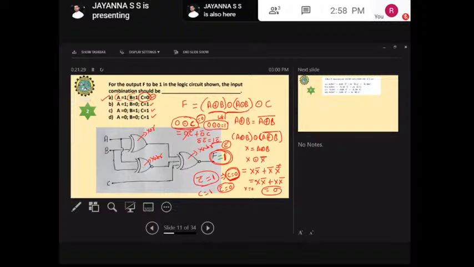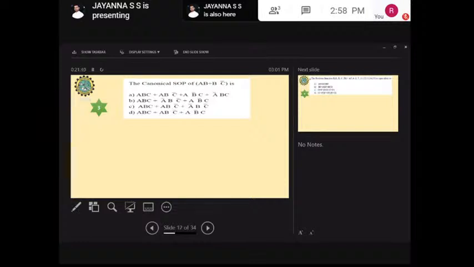This is a simple method. Try to understand this one. You can solve this one within 1 minute. I explained in detail, that's it, so it took a lot of time. Okay, fine. Let us move to the third question.